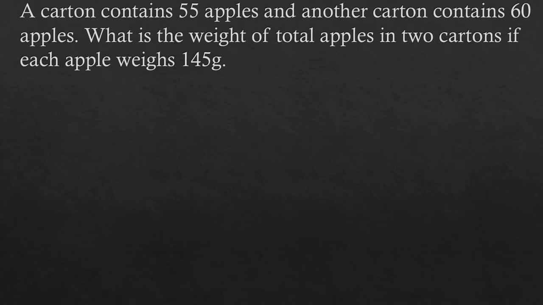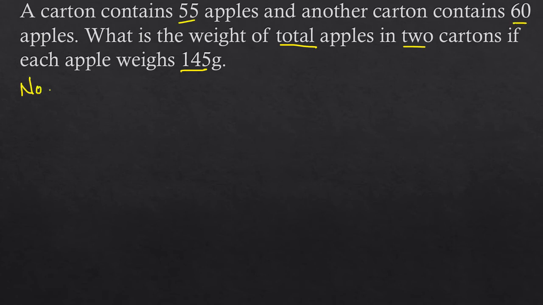Next question is, a carton contains 55 apples and another carton contains 60 apples. What is the weight of total apples in two cartons if each apple weighs 145 grams? So number of apples in two cartons are given to us. We have to find out total weights of apple if weight of one apple is 145 grams. So first thing is to find out total apples in two cartons. So how we can get total apples in two cartons? By adding 55 and 60.